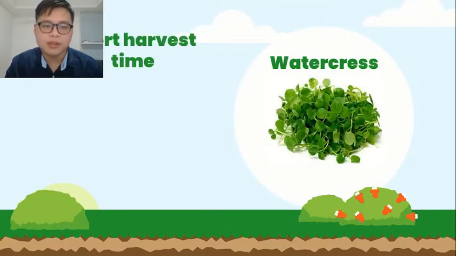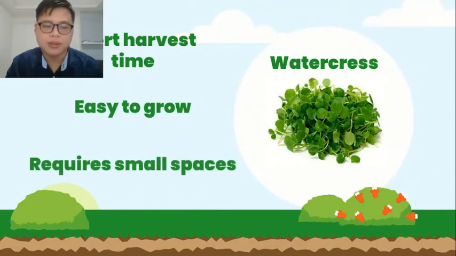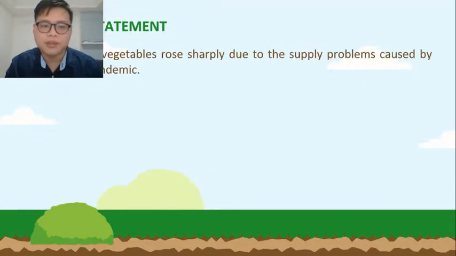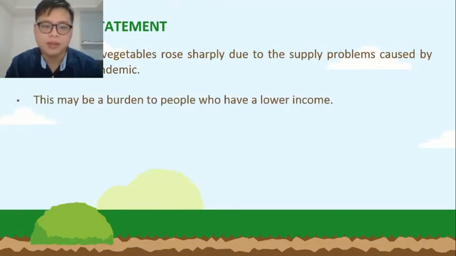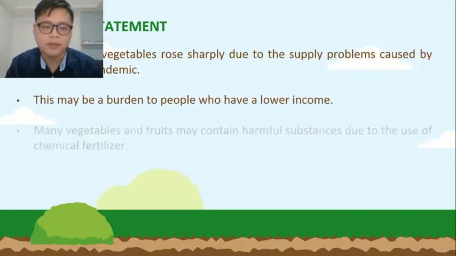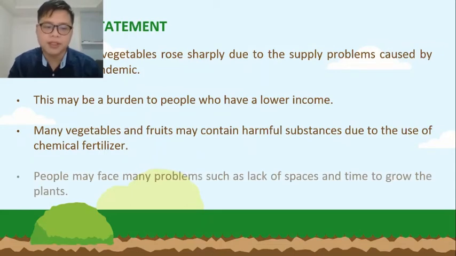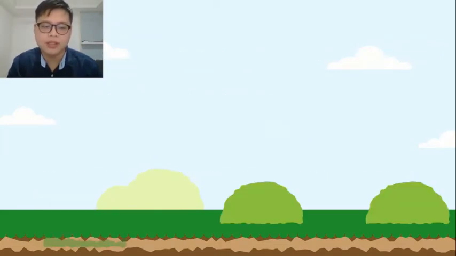The plant we use is watercress because it has a short harvest time, is easy to grow, and requires small spaces. Our problem statement is that the price of vegetables rose sharply due to the supply problem caused by COVID-19. It may be a burden to people who have a low income. Many vegetables and fruit may contain harmful substances due to the use of chemical fertilizer. People may face many problems such as lack of space and time to grow the plants.